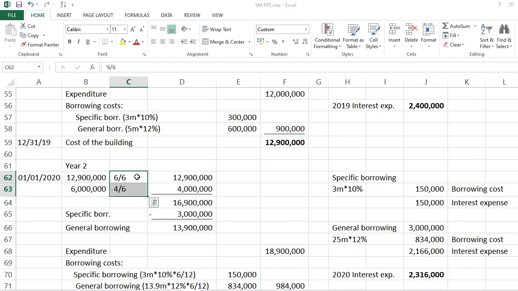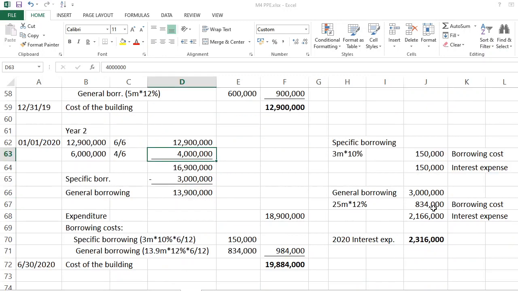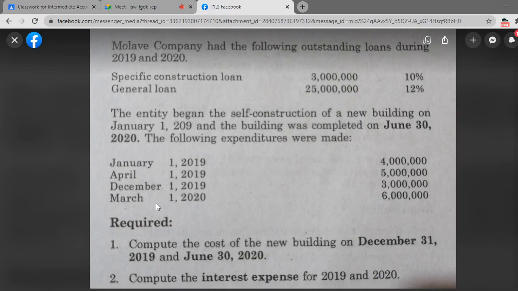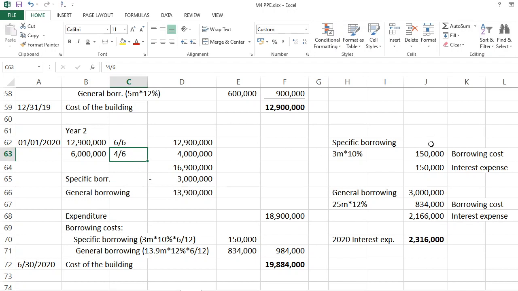What if, ma'am, natapos siya on year 3? Then it's 12 over 12 pa rin. The borrowing cost in the specific is 300,000 pa rin, and wala pa ring ipapasa sa interest expense. Okay? Now, what if, ma'am, natapos siya March 31? Pwede over 3 lang. So, 3 over 3 lang yan. March, okay, 1 over 3. So, ganon. And apply mo din yung concept sa borrowing cost.